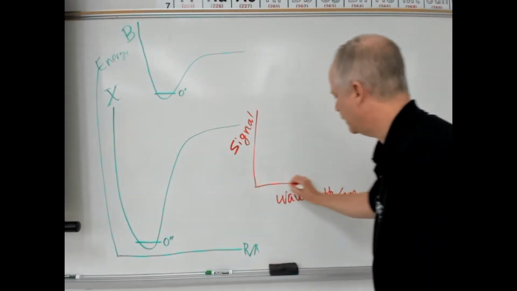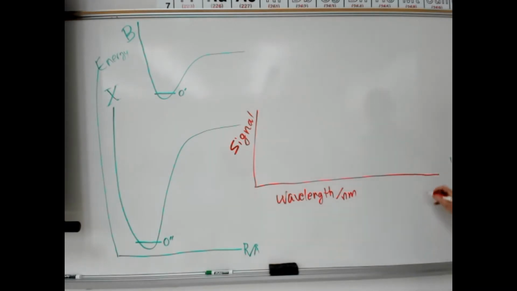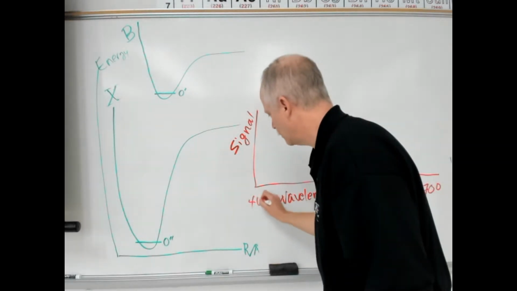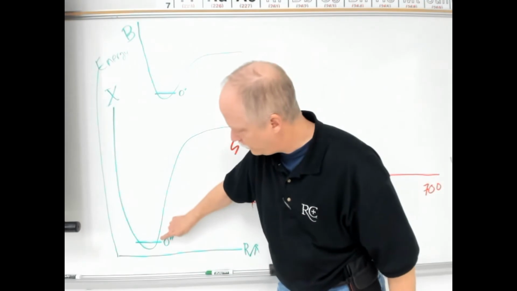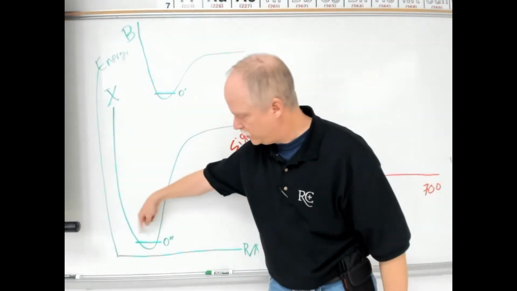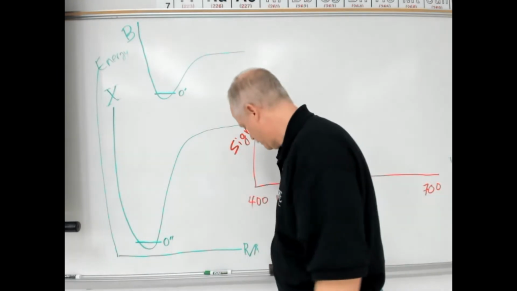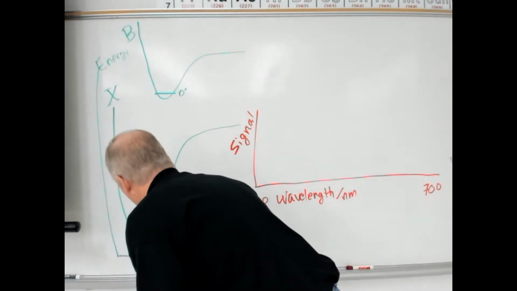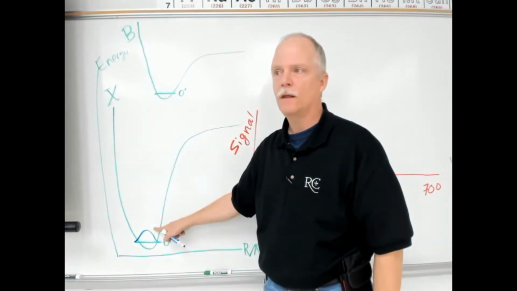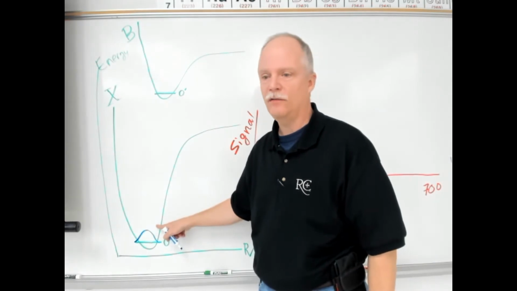And we'll do a visible spectrum, so 400 to 700 nanometers. And if we're way over here to the right, this is the vibrational energy level. It's got a wave function that looks like this. It's a Gaussian wave function in the ground vibrational state.